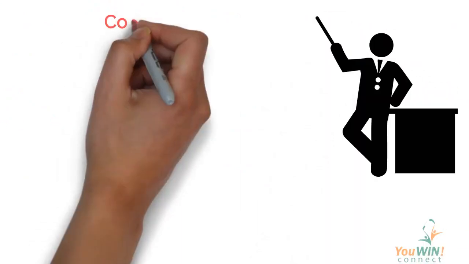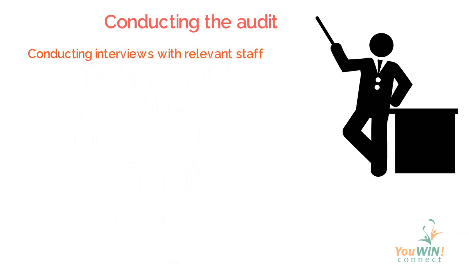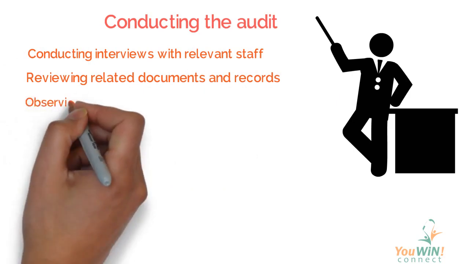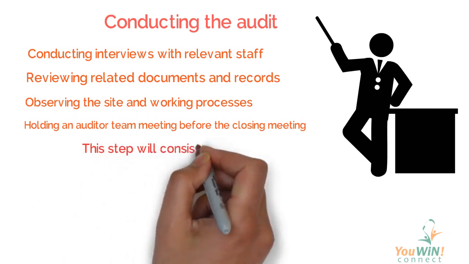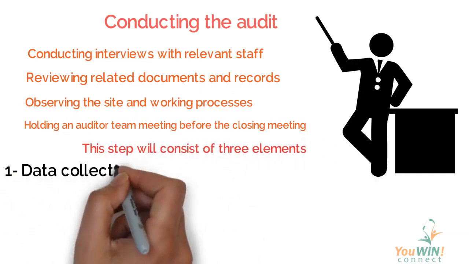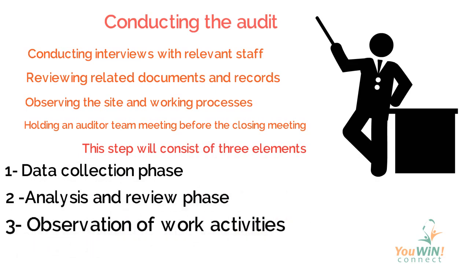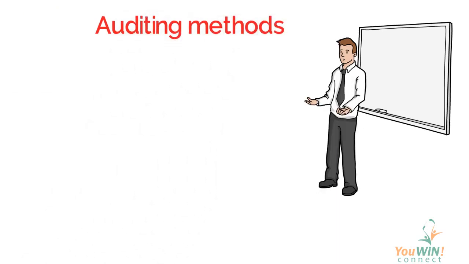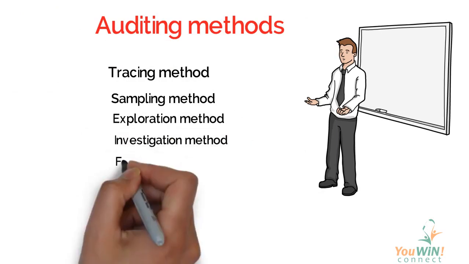Let's now look at the steps involved in conducting the audit. Number 1, conducting interviews with relevant staff. Step 2, reviewing related documents and records. Step 3, observing the site and working processes. And finally, holding an auditor's team meeting before the closing meeting. These steps will consist of 3 elements: the data collection phase, the analysis and review phase, and observation of work activities. There are 5 methods of auditing, and they are the tracing method, the sampling method, the exploration method, the investigation method, and lastly, the functional audit method.